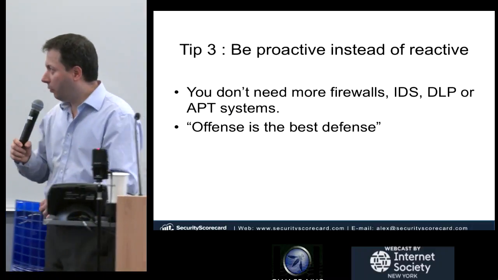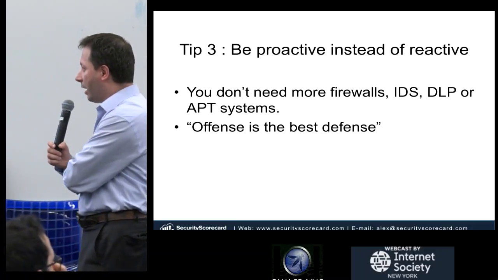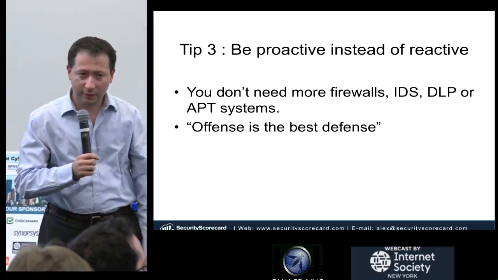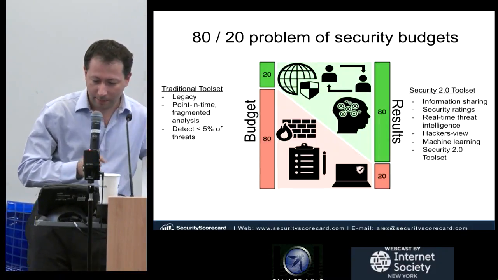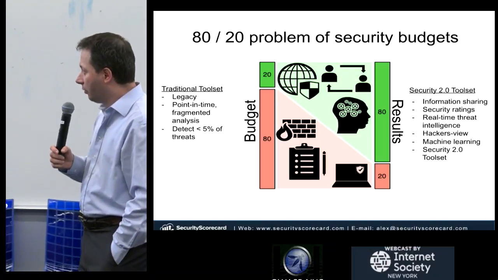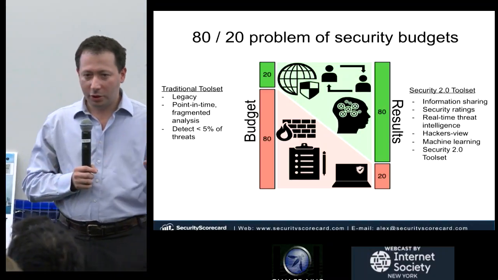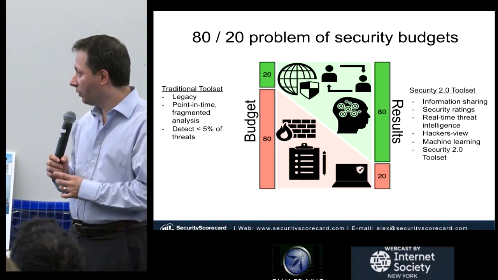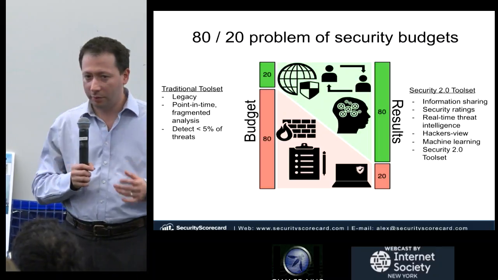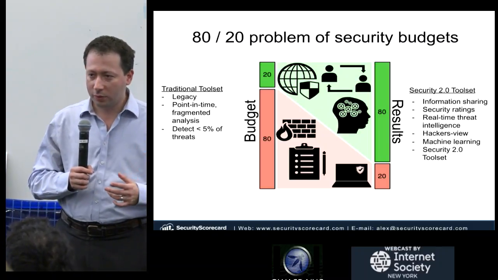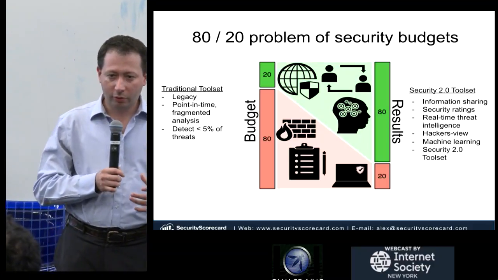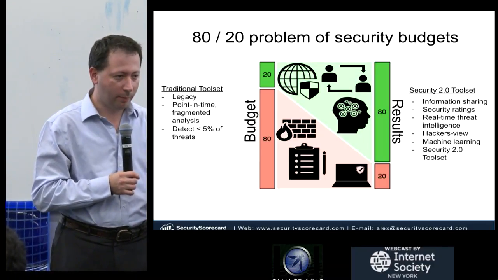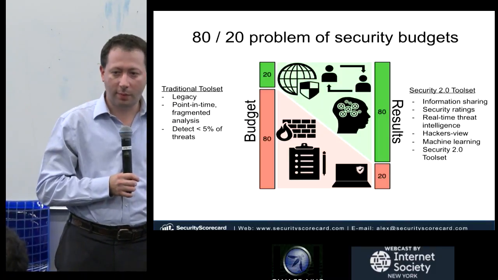So tip number 3, be proactive instead of reactive. So what does proactive instead of reactive mean? There's an interesting dichotomy. If you look at the security budgets, 80% of our budgets are going towards reactive solutions. Antiviruses, firewalls, various types of solutions where you're waiting to be attacked. When you're attacked, the solutions are going to sound the alarm, and then hopefully you do something about it.